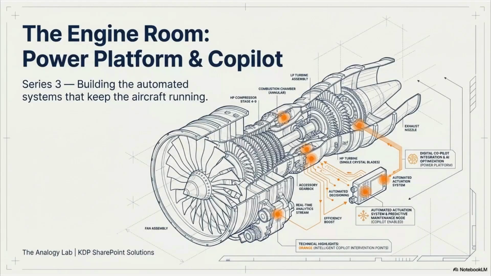So far, we've spent our time up front in the cockpit and back in the cabin with the crew. Today, we're going somewhere most people never go, the engine room. This is Series 3, where we build the automated systems that keep the whole aircraft running. This is the power platform, and Copilot is down here too.